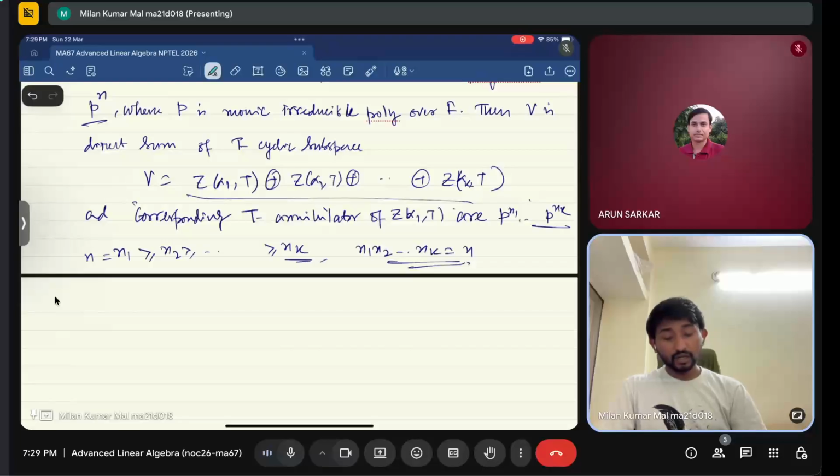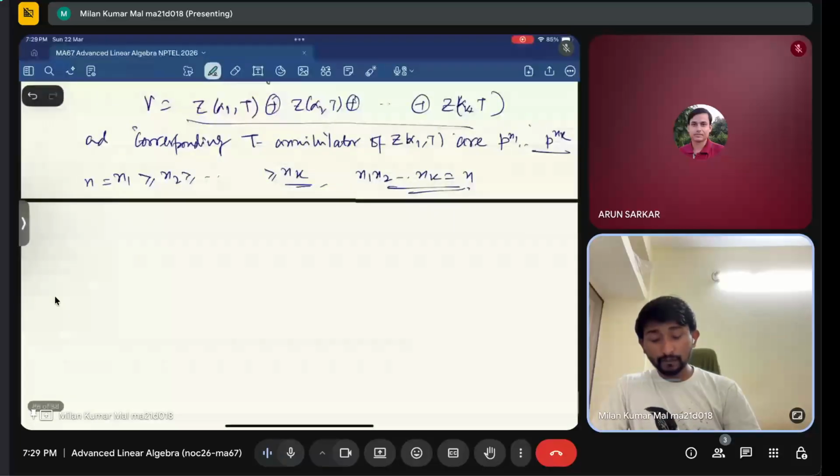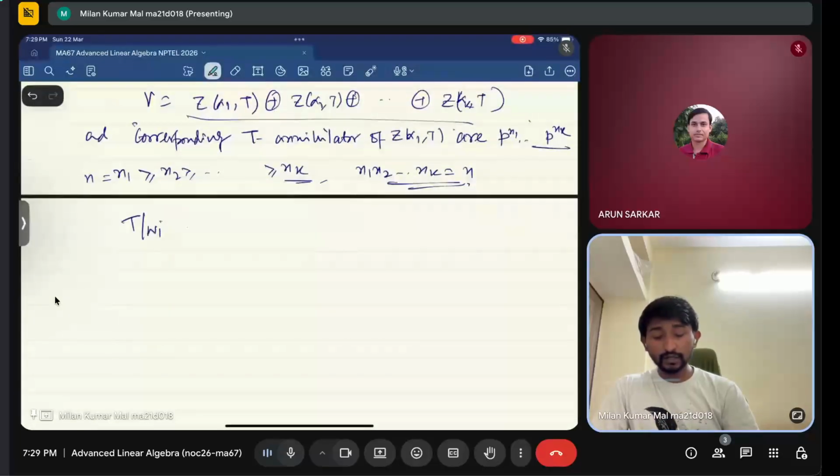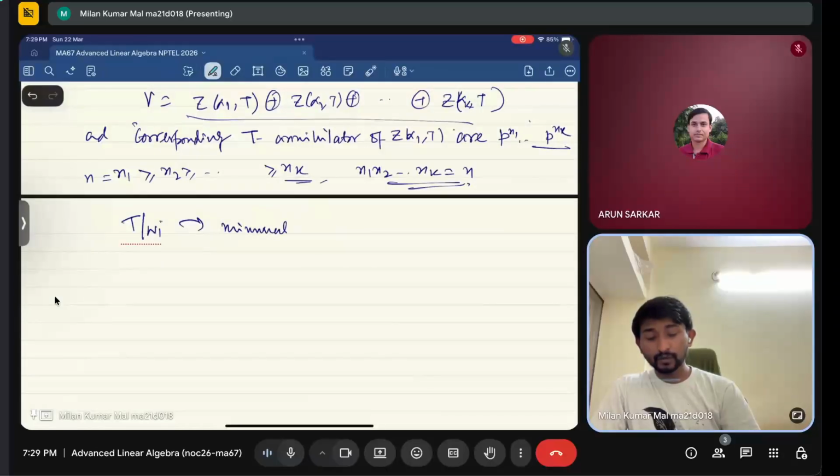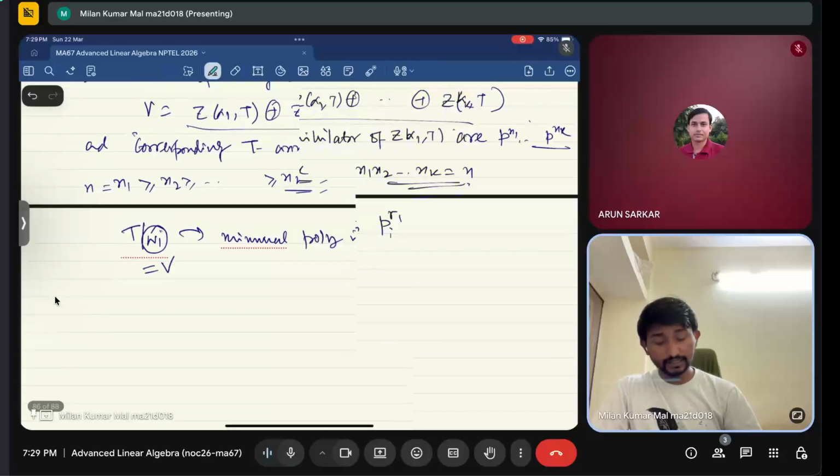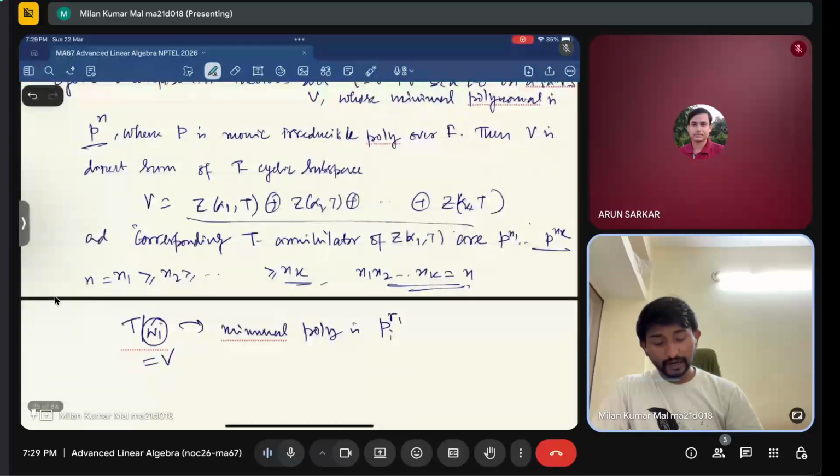Recall that we have T restricted to Wi, for which the minimal polynomial is pi to the power ri. So let us take this Wi as V in this setting. Then T is a linear operator from V to V, for which the minimal polynomial is this.